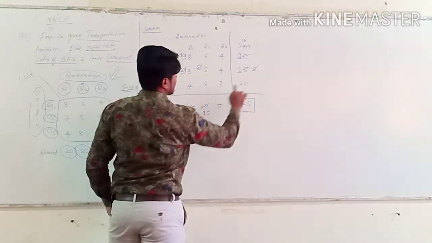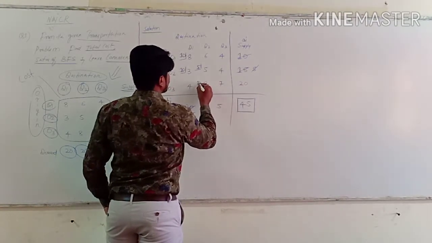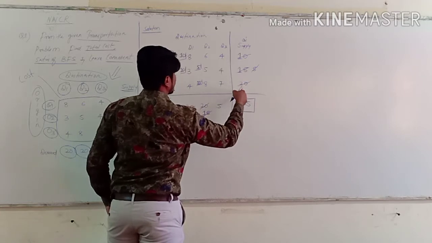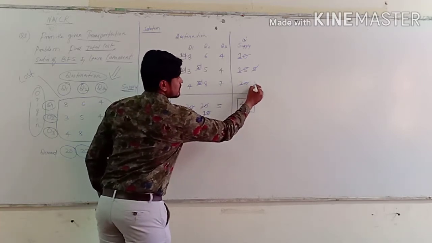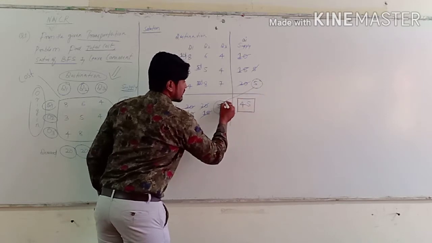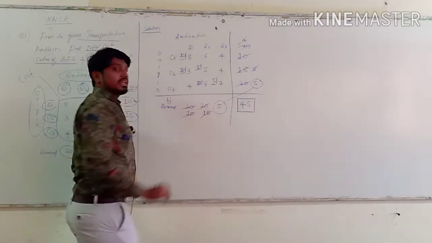Now 15 and 20. Allocate 15. Cancel 15. Cancel 15 in 20. 20 minus 15 equals 5. This 5 and this 5 both have the same balance, and we allocate the remaining 5.